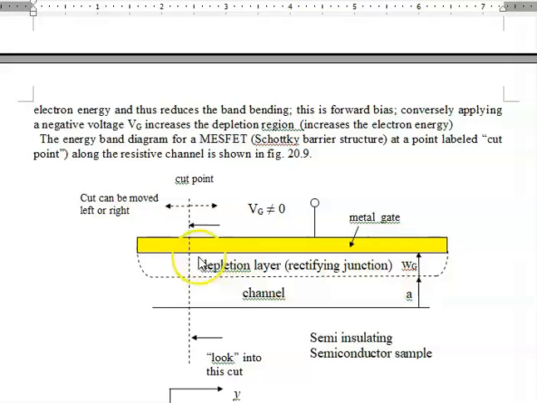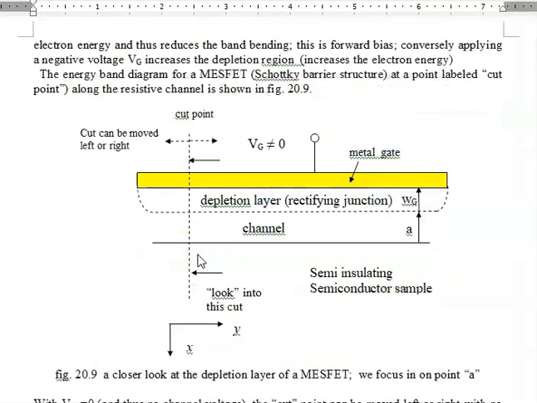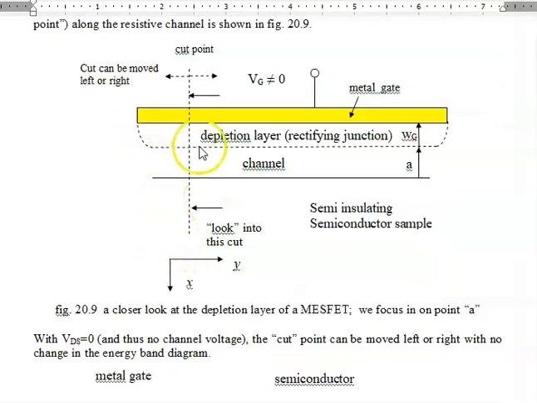However, and this is the takeaway from this figure, it doesn't matter. If I look at the energy band diagrams, it doesn't matter if I cut it over here or over here, because the entire length has the same depletion region width. This line here, which denotes the demarcation between the depletion width and the conductive channel, is horizontal.